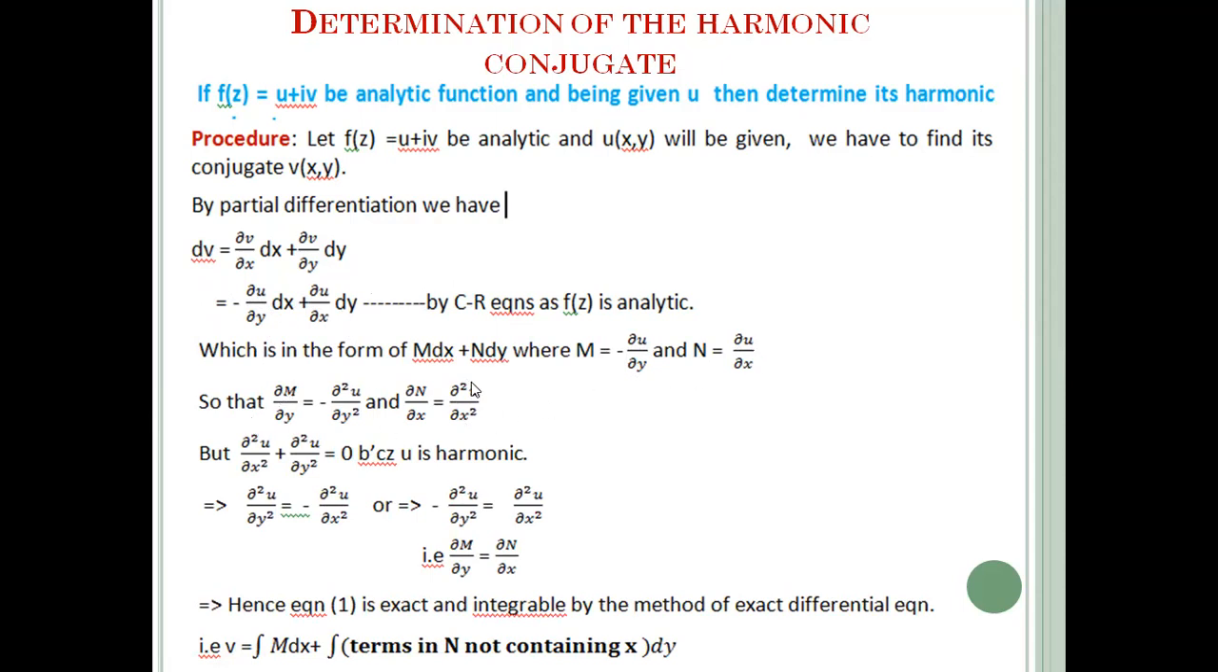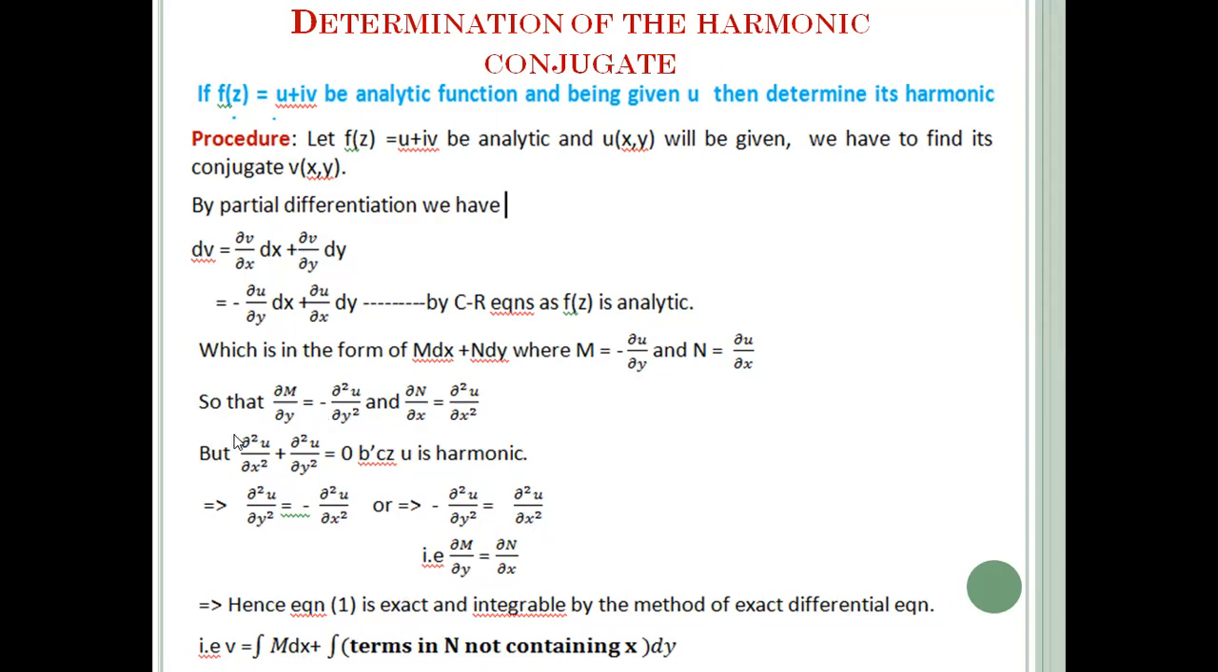Therefore, automatically ∂m/∂y is minus ∂²u/∂y², and ∂n/∂x is ∂²u/∂x². But as u is harmonic, the sum of these two is 0, because already you know that u is a harmonic function. Therefore, ∂²u/∂y² is minus ∂²u/∂x². That is, minus ∂²u/∂y² is ∂²u/∂x². But this is nothing but ∂m/∂y, and this side is ∂n/∂x. So these two are equal. Hence, equation 1 is exact.